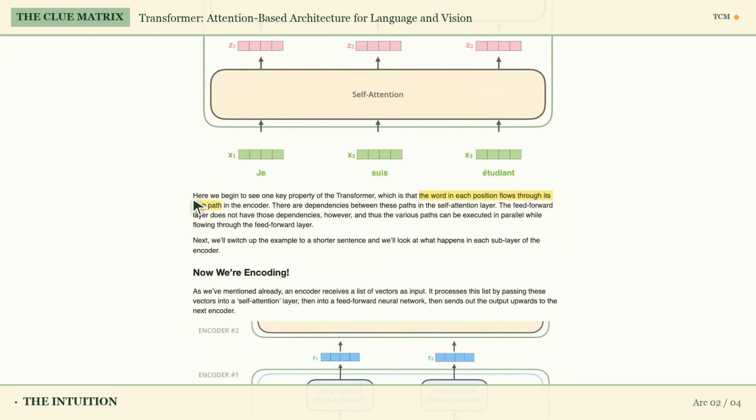The article says the word in each position flows through its own path. Does that mean they're completely separate? It means they are processed independently after the self-attention has established relationships. The self-attention layer is where the paths interact and share information. So interact, then process individually. That's how it balances context and parallelization.